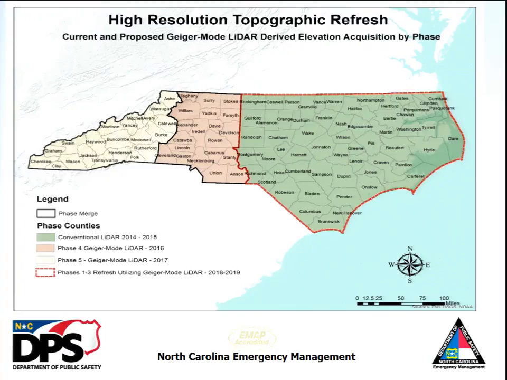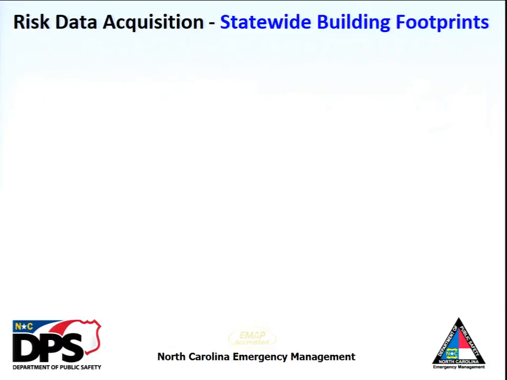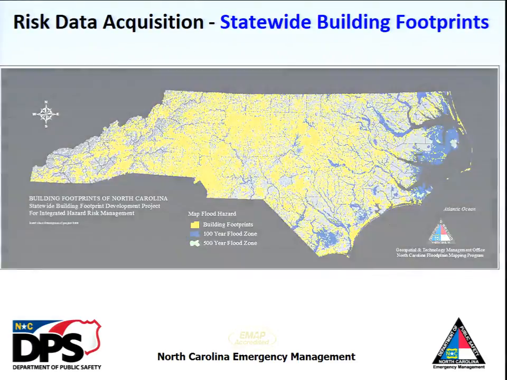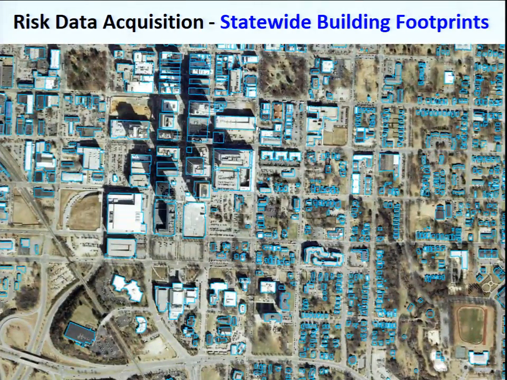And we also are now doing a new LiDAR collection. So Hope can give you all the dirt about the LiDAR collection. And here's an example of that Geiger point count. This is actually going to be used for the engineering modeling going forward and the mapping going forward for risk. We collected statewide building footprints. Here's a picture, very slow, what the buildings look like. Somebody I'm sure has presented here, but it's over 5 million buildings in North Carolina.